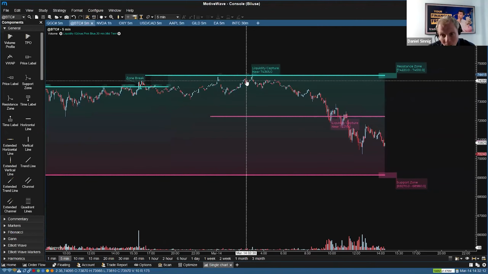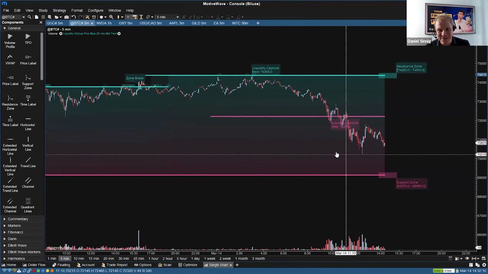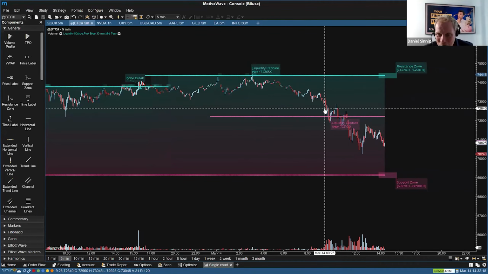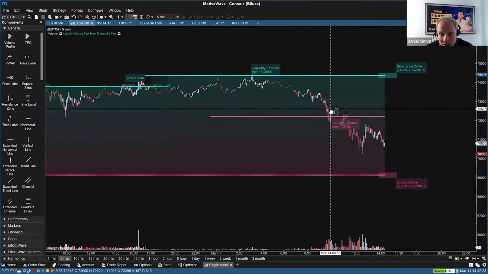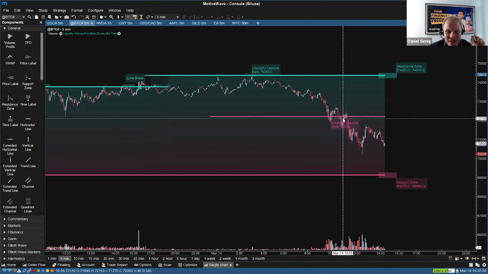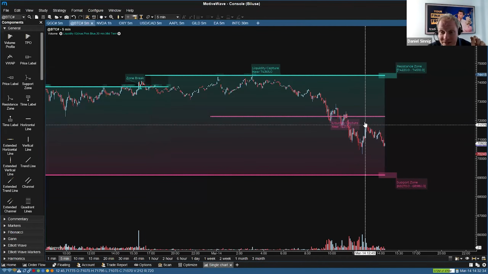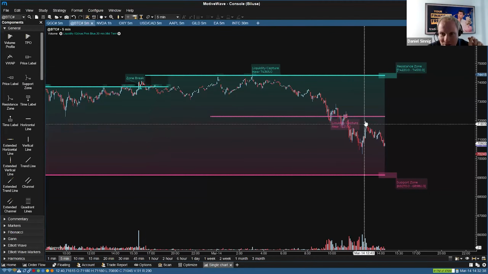And of course, price went further down. And what I was hoping for in today's talk, it didn't pan out exactly. But here we had a zone break. This support zone, this was a former support zone, was eventually broken. And remember when I said in the beginning, once a zone is broken, like this support zone here, this zone will then become resistance.